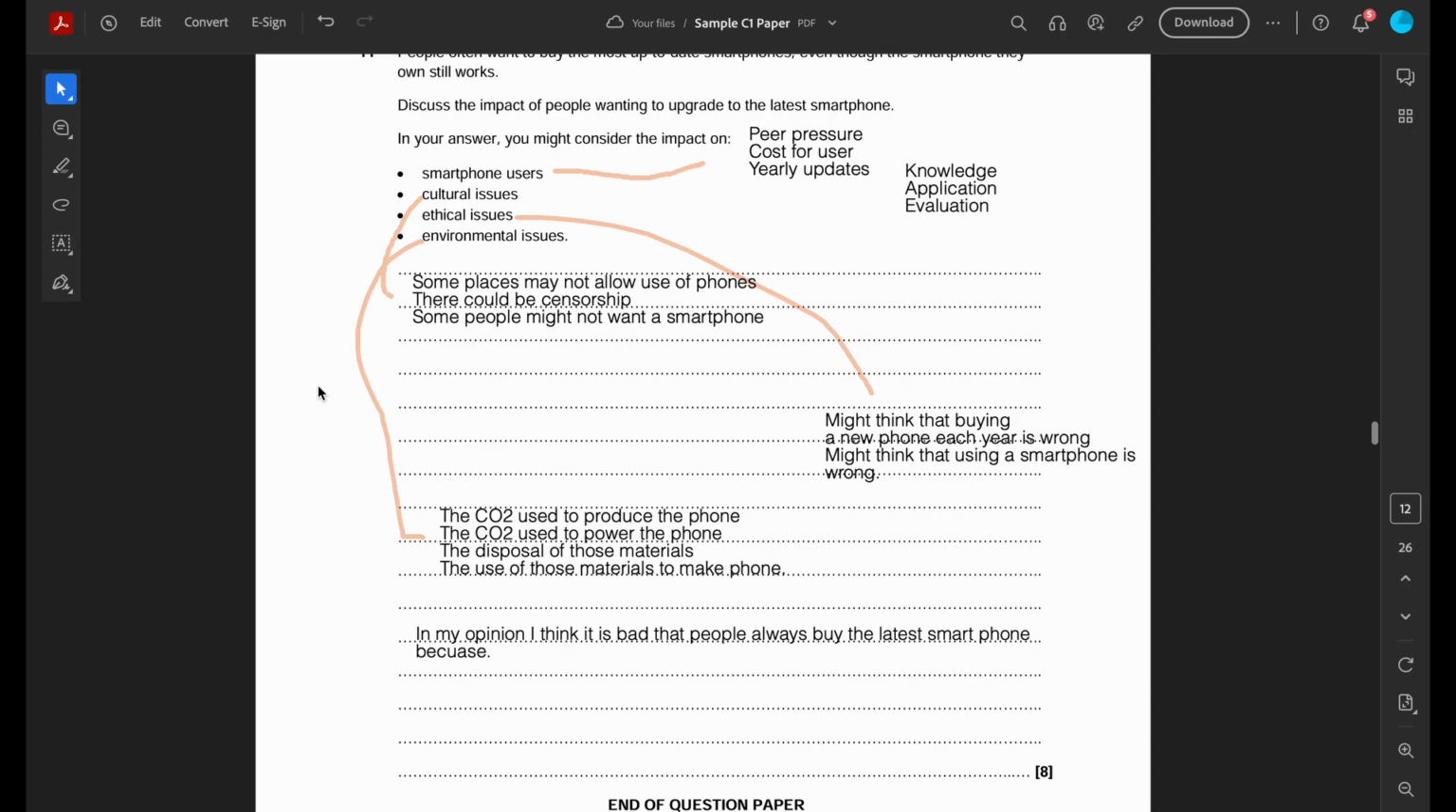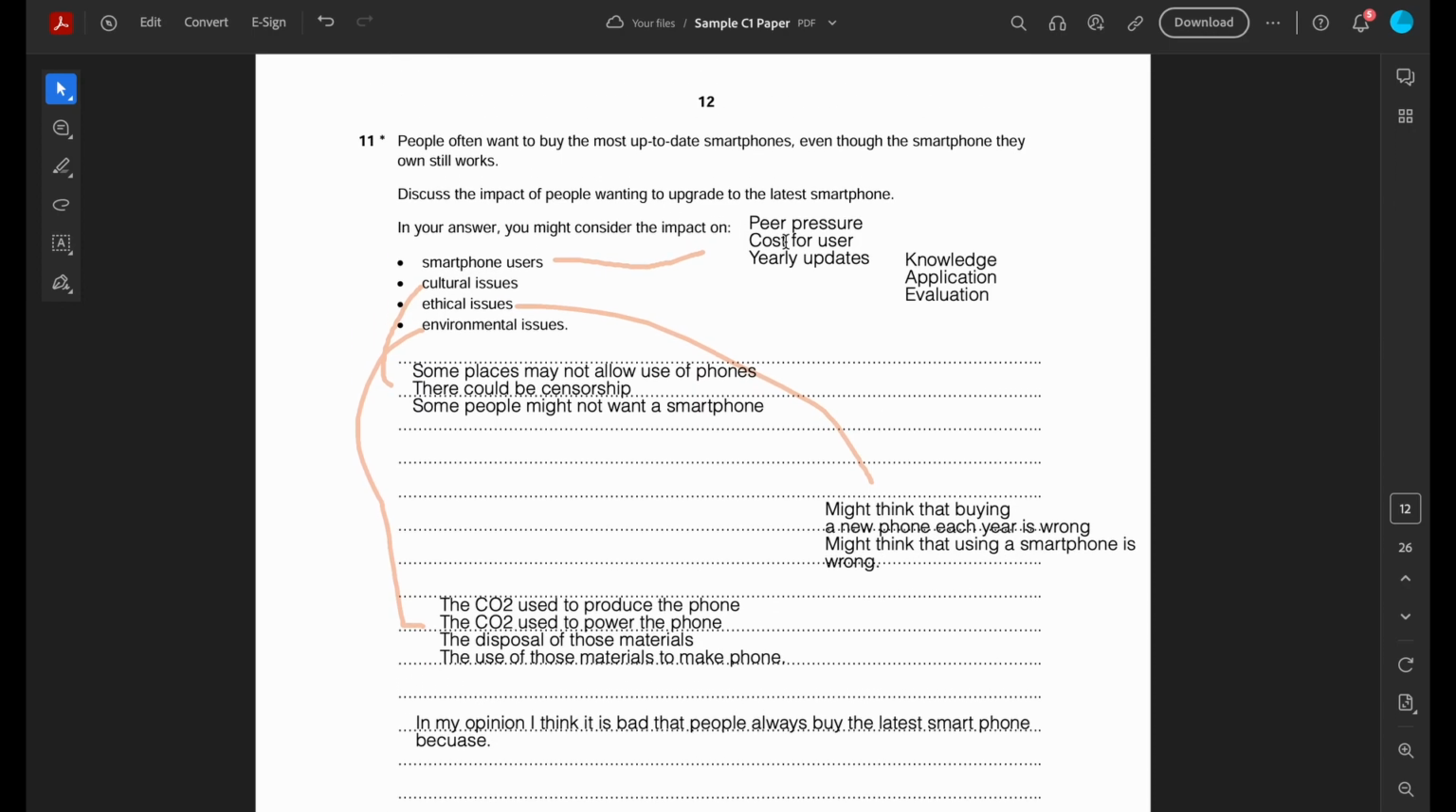So that's our Comp 1 walkthrough for the specimen paper. Click up the top here if you want more videos on computer science revision.